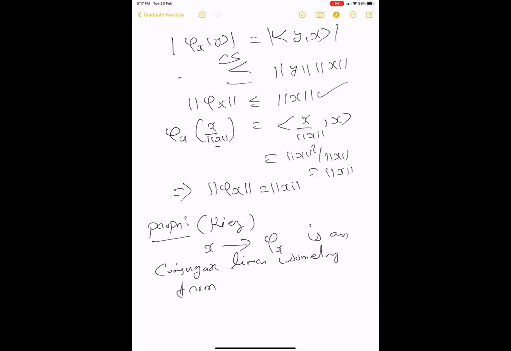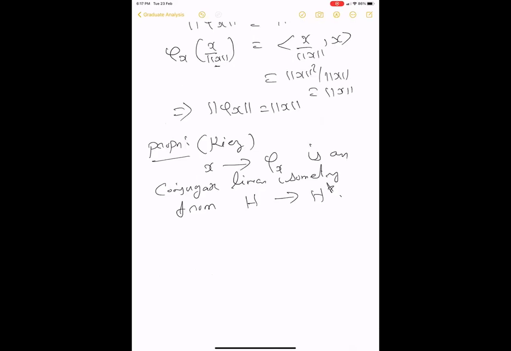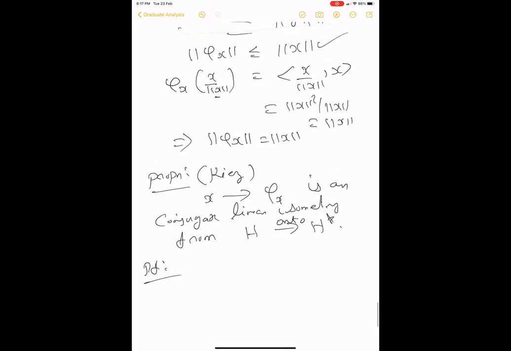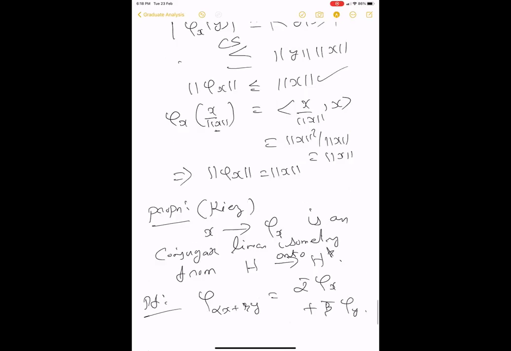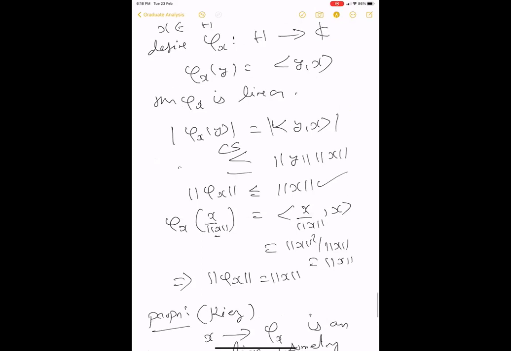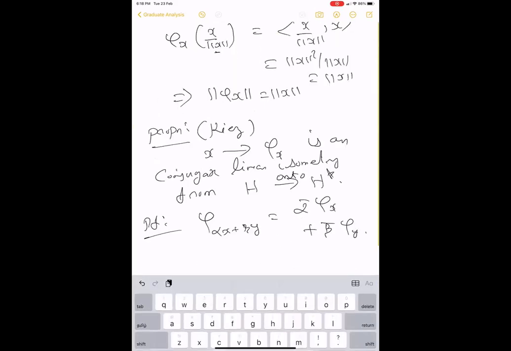from H to H star. By isometry I mean it's an isomorphism also. It's onto, from H onto H star. This is what the Riesz lemma is. I'll quickly prove this. We have already noticed that it's clearly conjugate linear. It's clear that phi of alpha x plus beta y equals alpha bar phi_x plus beta bar phi_y. You have just inserted x in the place of the inner product where it is conjugate linear. So you will get alpha x plus beta y there. Then you take it out and you will get this.